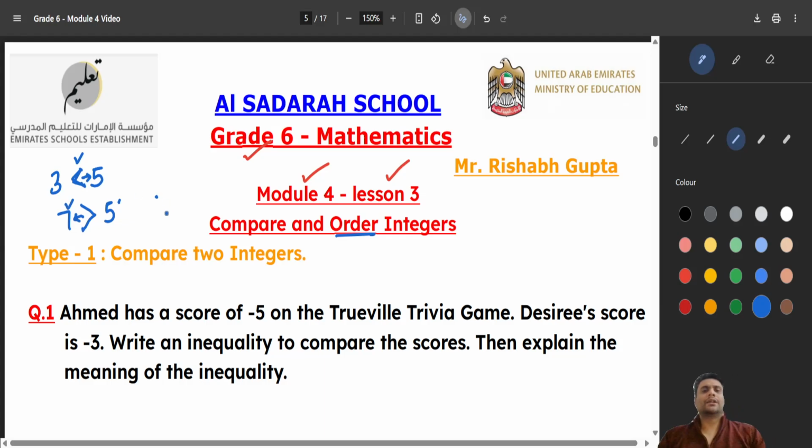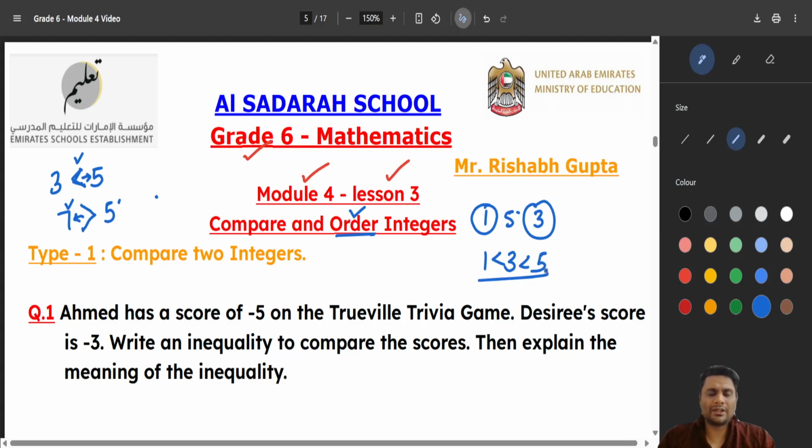Okay, now if I give you three numbers, let's say 1, 5 and 3, and I ask you to order them from least to greatest, like smallest to biggest. So which one is the smallest here? 1. You will write 1 here, then 3, and finally 5. So this is ordering. Okay, understood? Compare and order. Let us start the lesson.